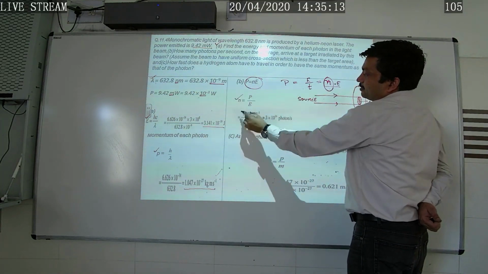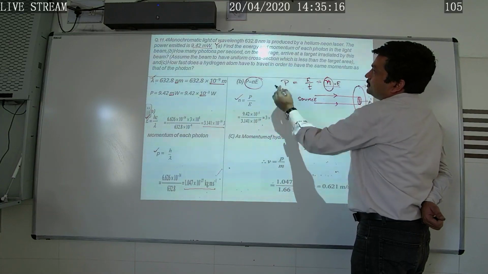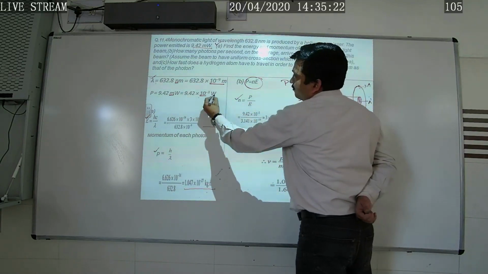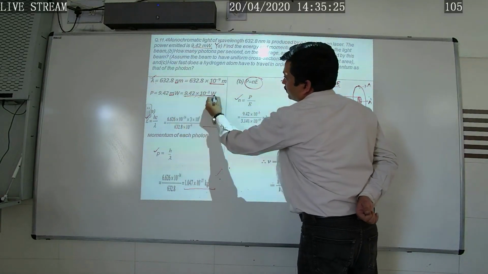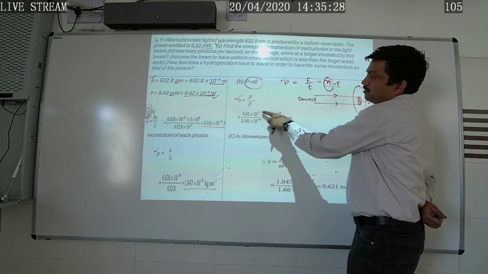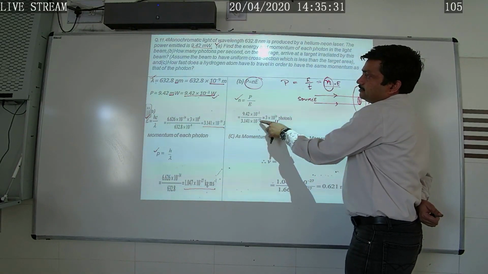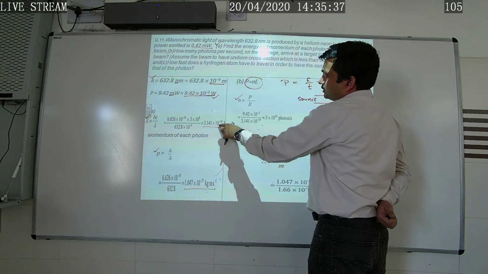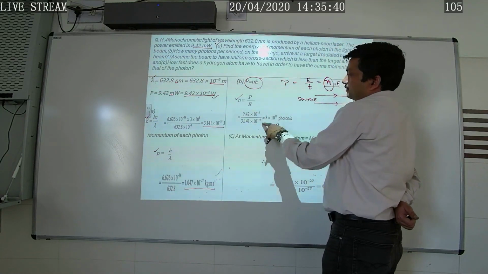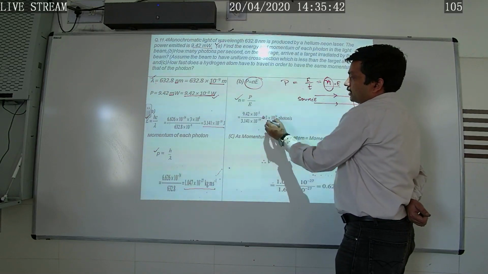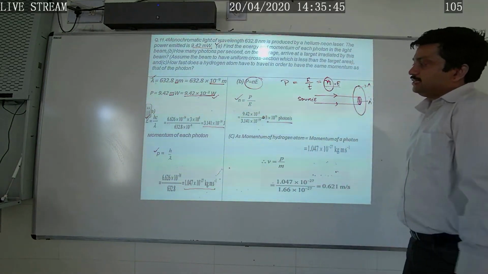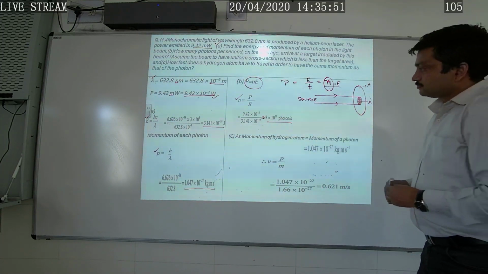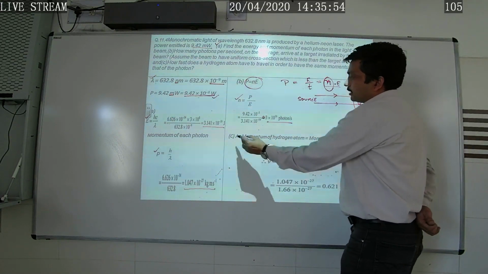So N, the number of photons per second reaching the target, is P by E. The power is 9.42 into 10 to the power minus 3 watt, divided by the energy, whose value we calculated as 3.14 into 10 to the power minus 19. After calculating, we got the required answer, 3 into 10 to the power 16 photons per second. In this way the answer for the B part is calculated.